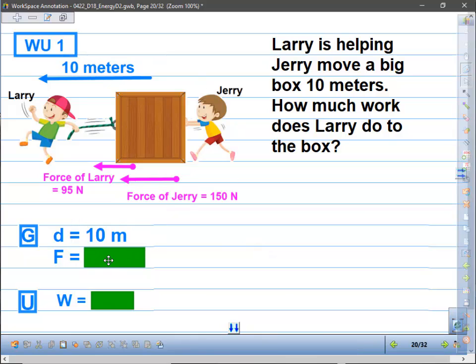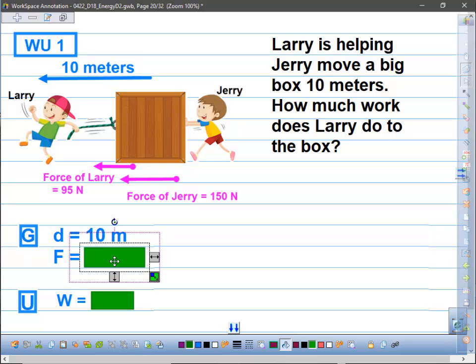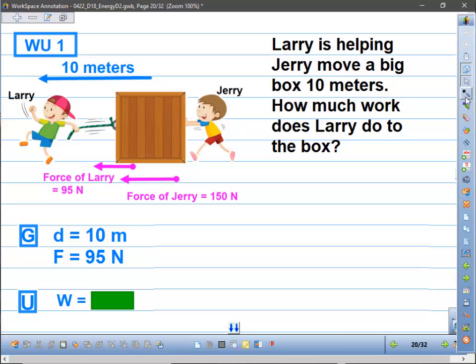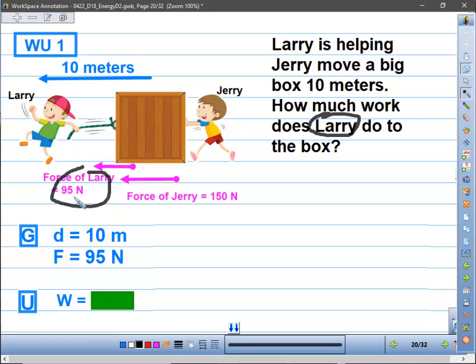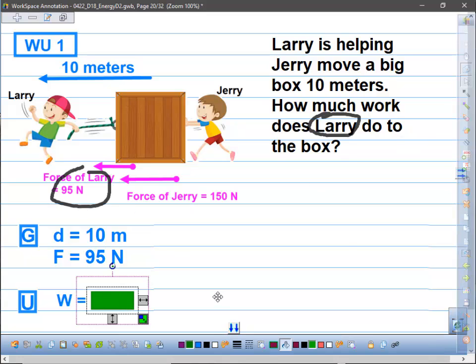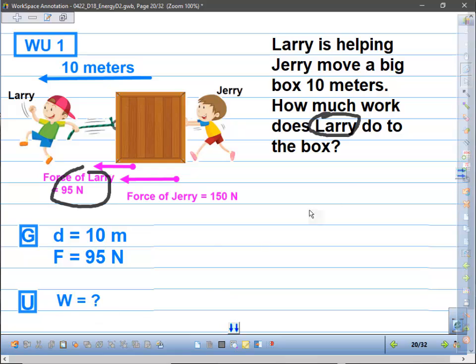What about the force? What are we going to put here for when we calculate the force? Make sure you read the question carefully. What is it asking for? So what force are we going to put in? 95 newtons, because it is asking about how much work Larry is doing, and he's got a force of 95 newtons. What is it solving for? What are we trying to find? We're going to put a question mark here because we're trying to find the work done.